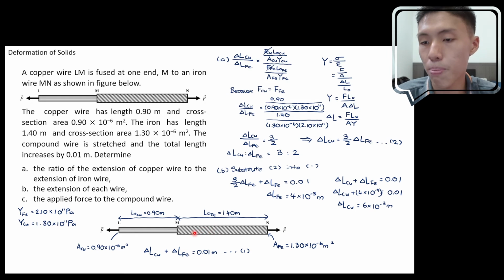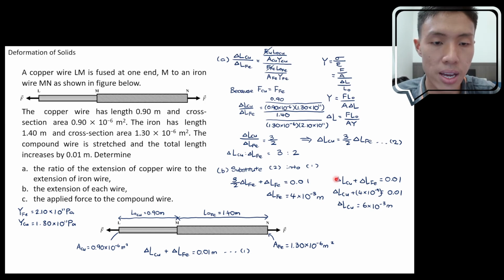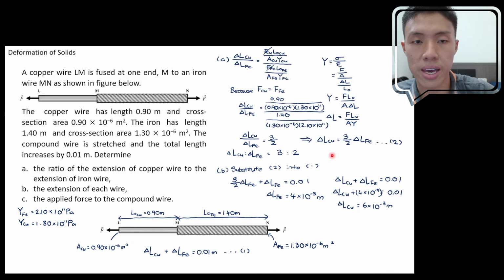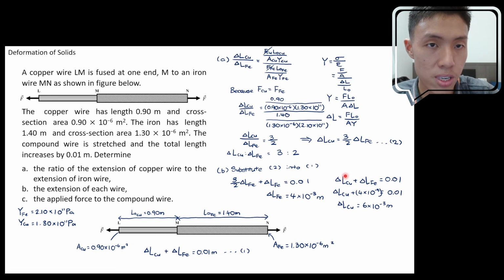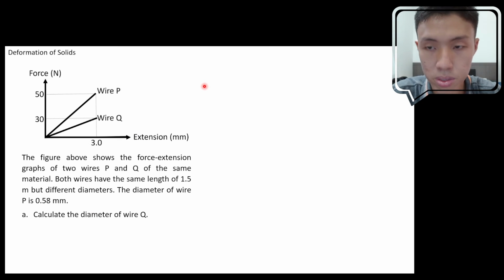Okay, next, the applied force to the compound wire. So now you want to find the applied force that you previously crossed out in the equation for Young's modulus. But now since you have delta L, you have your original L. Okay, delta L for copper is over here. The original L is over here. Okay, then you have an area. To find force, it's just using the Young's modulus equation only. Okay, let's continue.